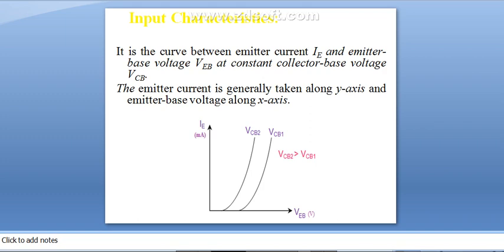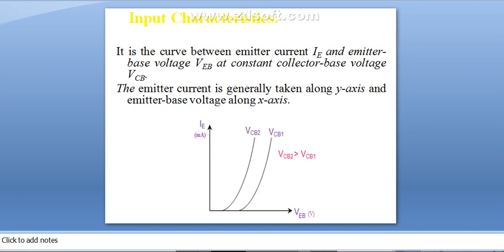So these are the input characteristics of the common base configuration. Here it is the curve between emitter current and emitter base voltage, input current and input voltage. It is the curve between emitter current IE and emitter base voltage VBE or VEB at constant collector base voltage VCB. So the input characteristics are drawn between emitter current and emitter voltage at constant collector base voltage, that is VCB.